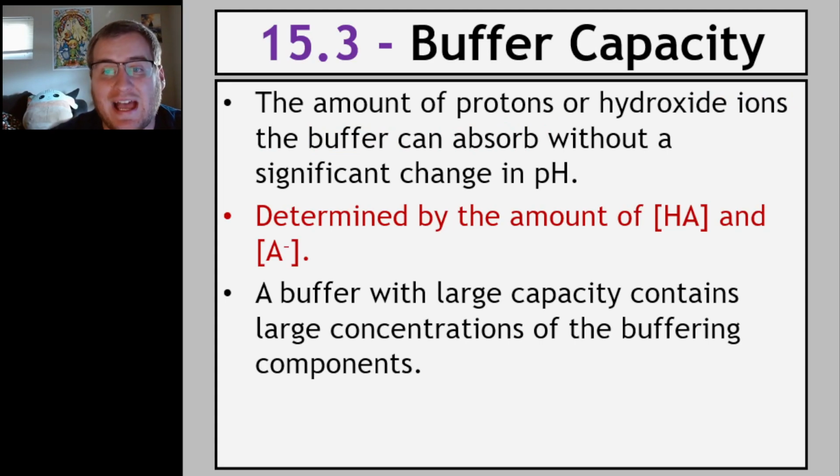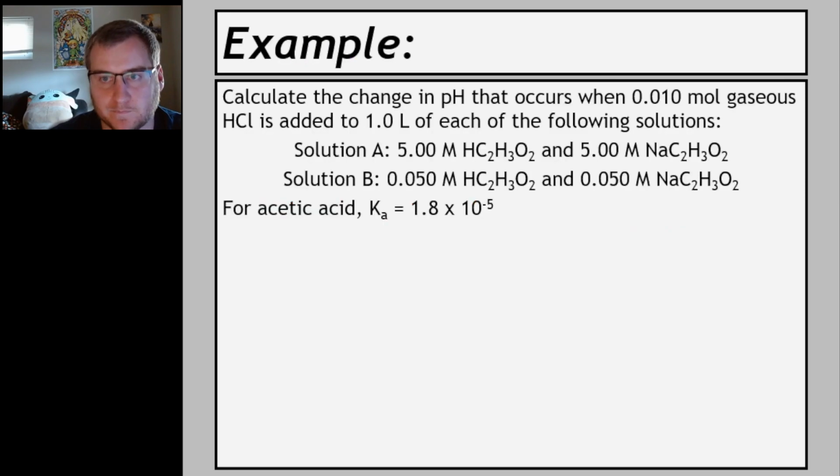The buffer capacity is basically a measure of how much acid and base my buffer can absorb: the amount of protons or hydroxide ions the buffer can absorb without a significant change in pH. Usually if the pH changes by more than 1 pH point, so if it goes from like 4 to 3, or from like 2 to 3, then we'd say the buffer is past its capacity. It's determined by the amount of weak acid and conjugate base, or base and conjugate acid. A buffer with a large capacity contains large concentrations of the buffering components.